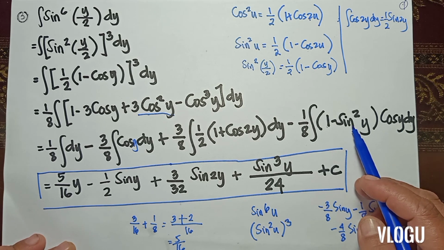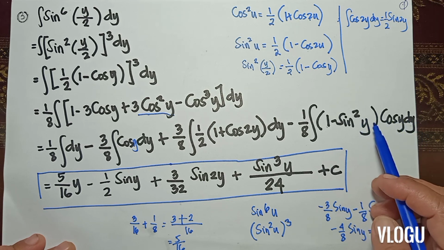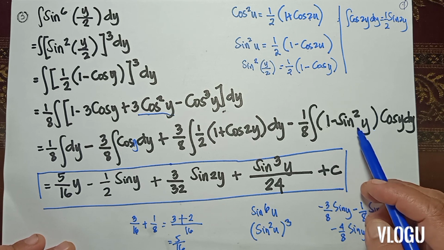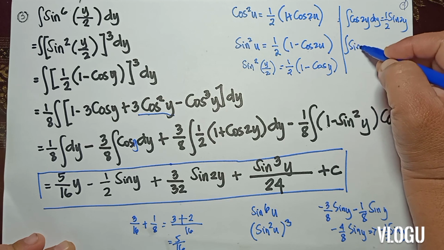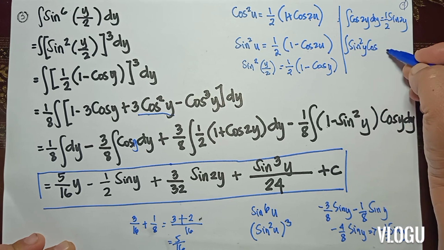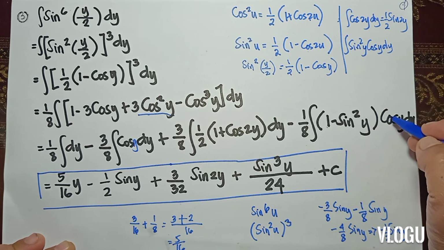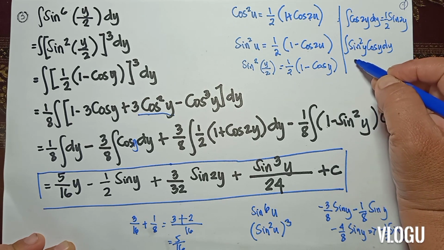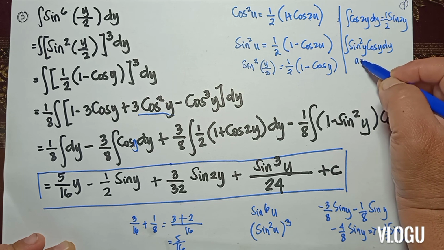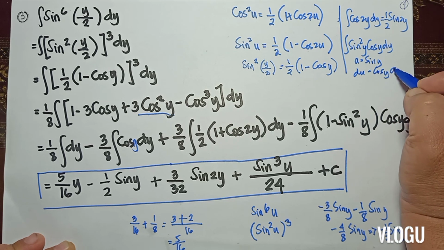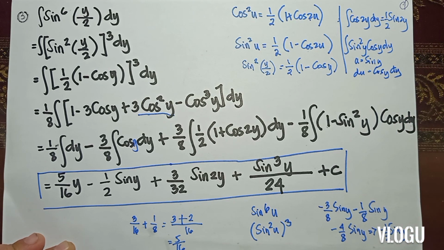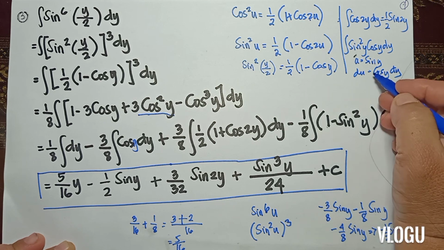Here, this one. If we are going to multiply sine squared y with cosine y dy, you have two trigonometric functions. So you will use u to the n. Here you will have sine squared y, cosine y dy. u here is sine y, du is equal to cosine y dy. So that is now a complete form.